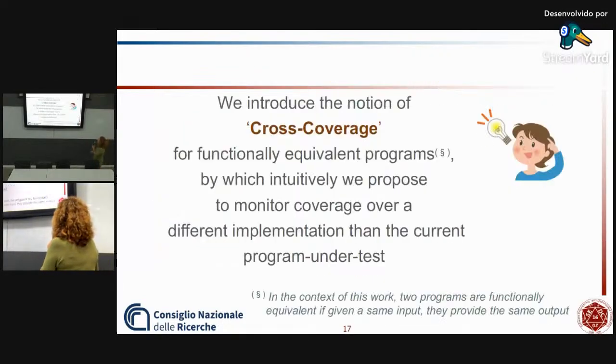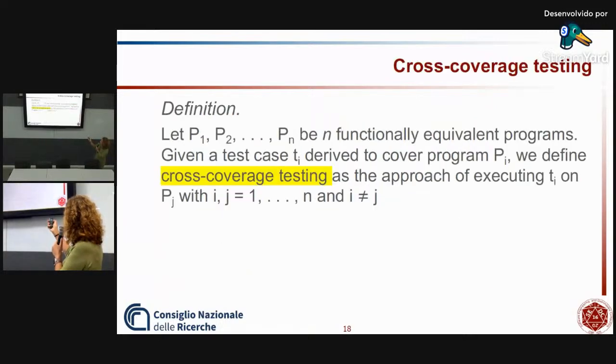So, from this suspicion, we introduce the notion that we explore today, that is cross-coverage. This notion is invented by us. It did not exist before, to understand. So cross-coverage, we define in this way.